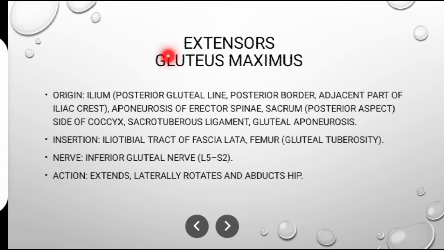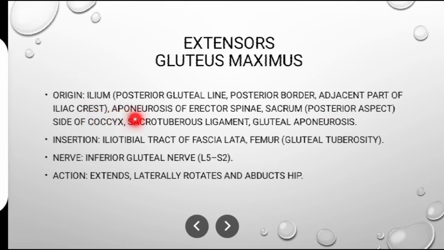Let's discuss the muscles that are involved in hip extension. The first muscle is gluteus maximus. Its origin is from the ilium, posterior gluteal line, posterior border, and adjacent part of the iliac crest.